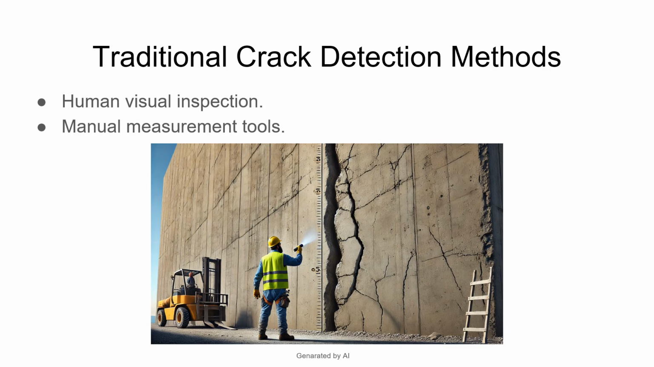Traditionally, crack detection has relied heavily on human visual inspections. Inspectors manually examine structures for visible cracks and use measurement tools to assess their severity. While this method is still widely used, it has significant limitations. This image illustrates the traditional inspection process, showing an inspector carefully examining a structure for cracks.